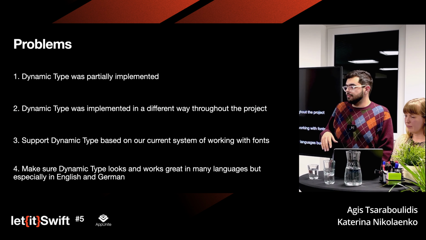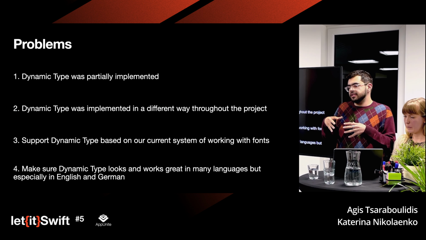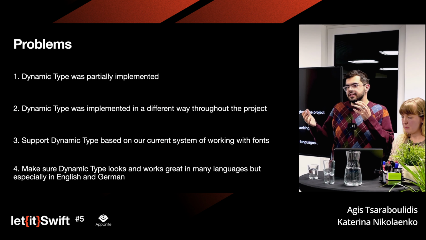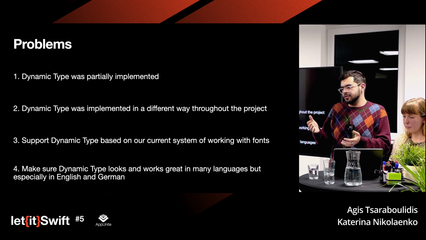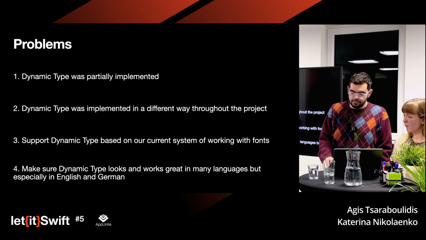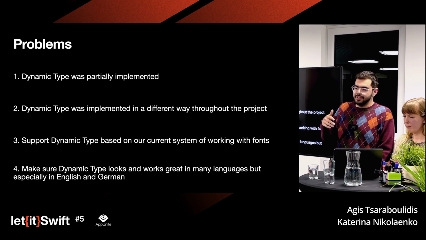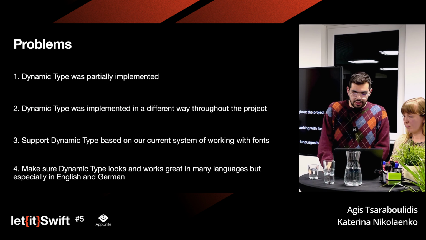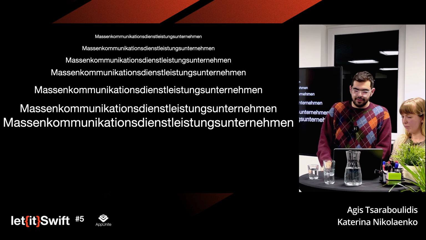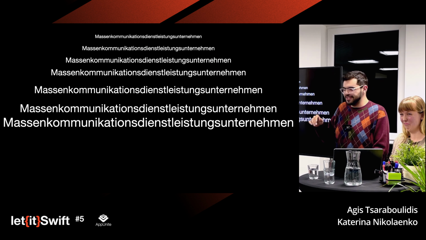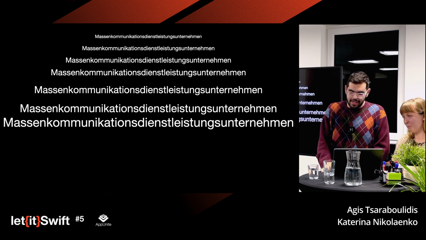The third problem was that we had to support dynamic type based on our current system of how we handle fonts. And it's kind of an old system and it's kind of a complicated one. So that was another problem that we had to take care of. And the fourth one is that we had to make sure that dynamic type works and looks great in all languages, but especially English and German. So regarding the fourth one, imagine having to deal with long German words in all of the content size category changes and sizes. So yeah, kind of a tough one.